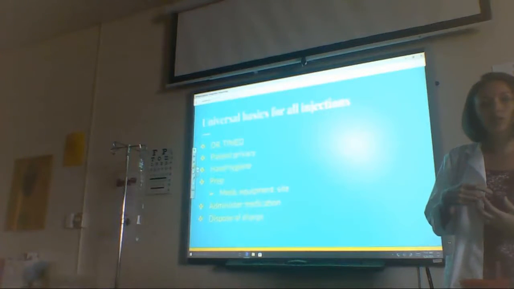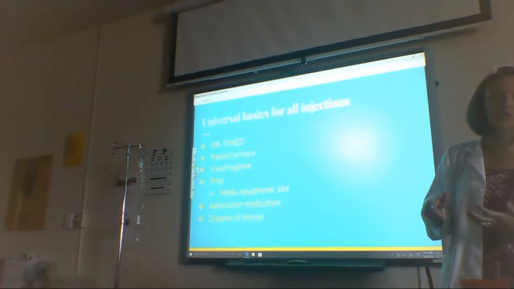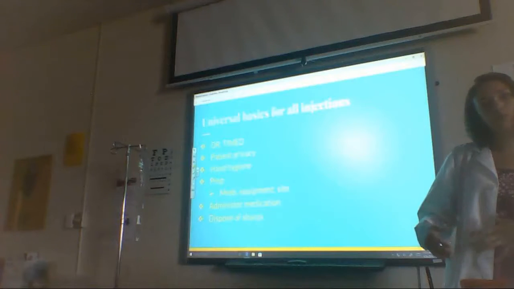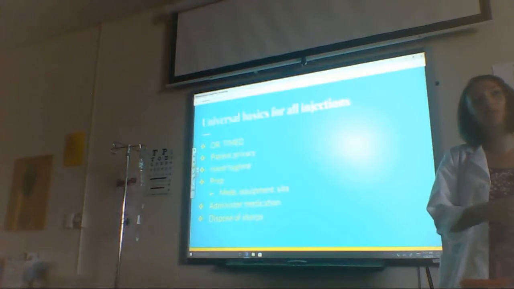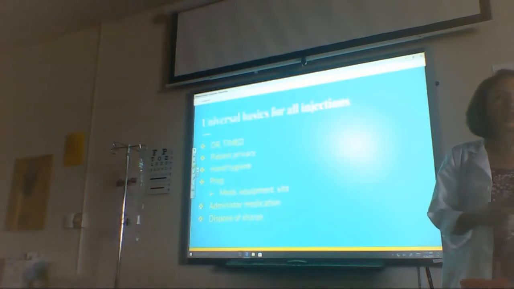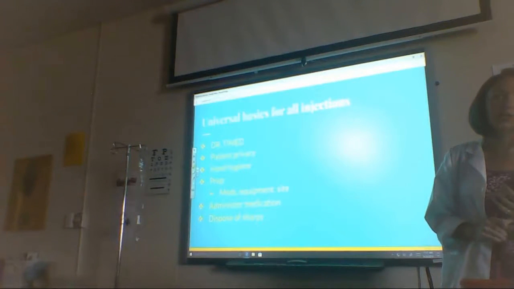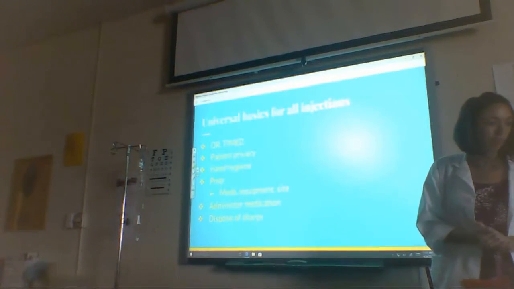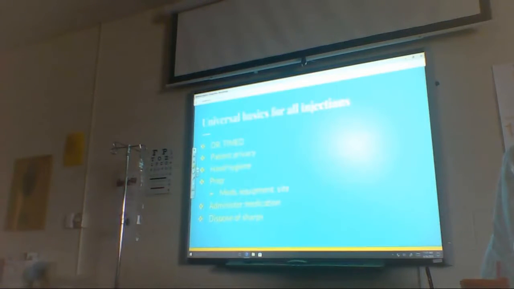Right. And for injections, your documentation is going to specifically include your site, because especially for recurring injections, you're going to need to know where the last person gave the injection, so that you can either stay in the anatomical region for your rotation or move to a totally different site. You want to be able to go back and look at that location later to make sure that there are no complications from the injection. So be sure that you chart your site.